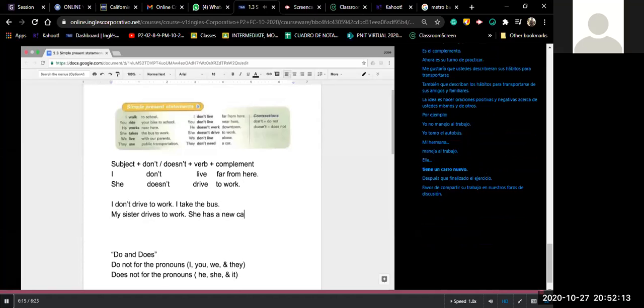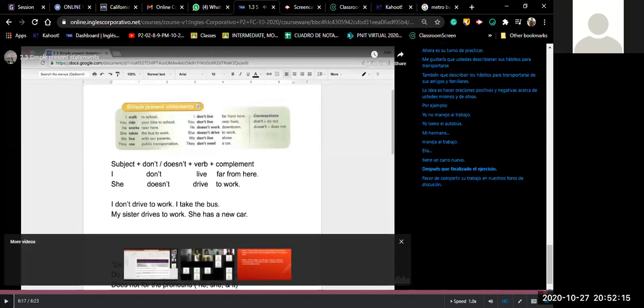Enfatizo en este ejemplo. I don't drive to work. Si fuera afirmativa, sería I drive to work, for example. Si fuera tercera persona para she or he, diría he drives to work. Pero si voy a escoger la manera negativa, diría he doesn't drive to work. ¿Ven? Doesn't me toma el lugar de la tercera persona y mi verbo se queda tal cual, en infinitivo.